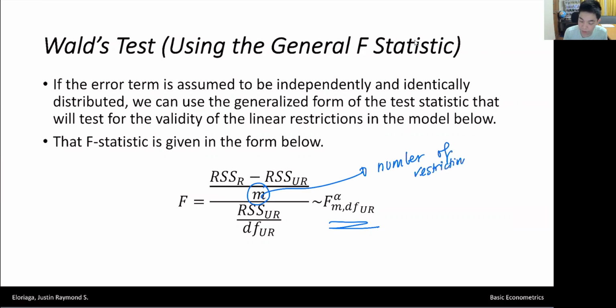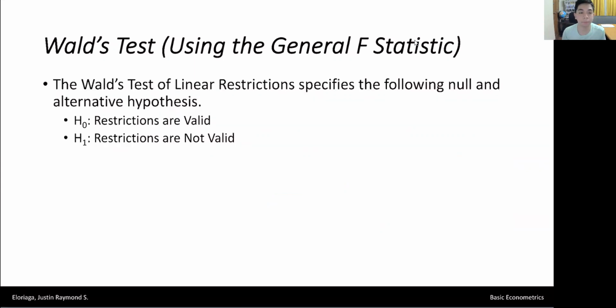If you recall, in this particular model, we just have a mere one restriction set in place, which is that beta 2 is equal to 0. So that number is 1. Alternatively, M is also equal to the degrees of freedom of the restricted model minus the degrees of freedom of the unrestricted model. So you could compute for that in two ways: just know the number of restrictions, or you can just subtract the 2 degrees of freedom.